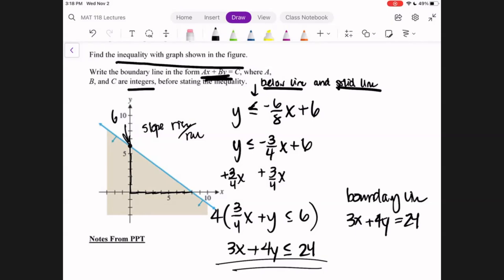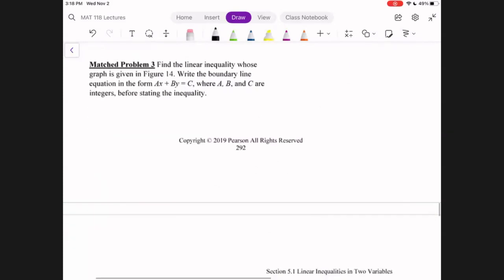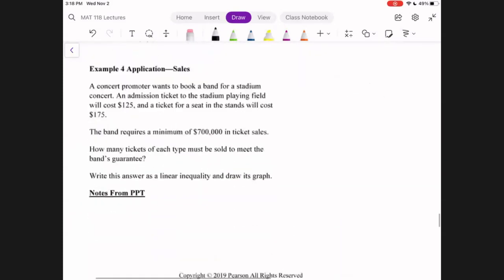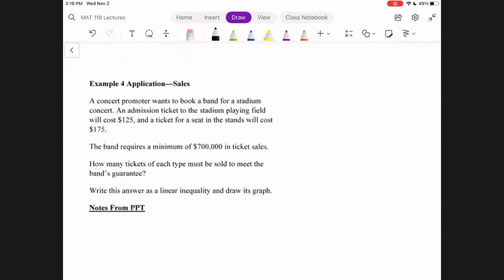I don't know if many of the homework problems have this, but in case you do have questions, you can always send me an email. There's a match problem here. And then last is this sort of question.